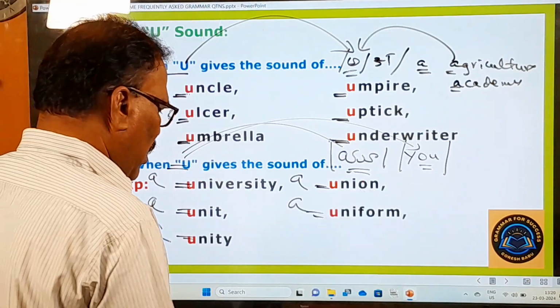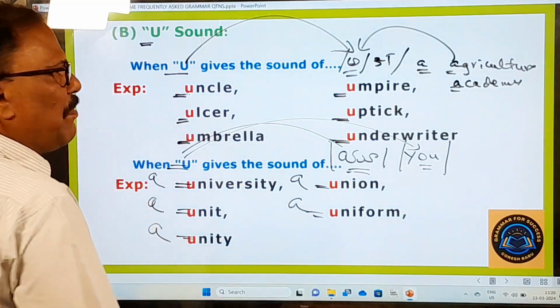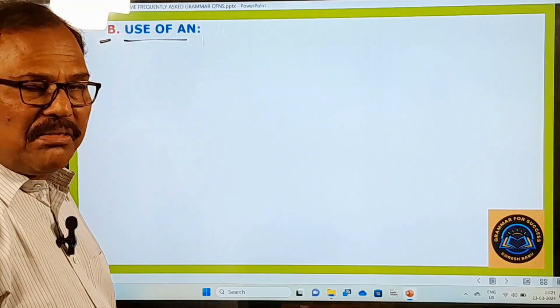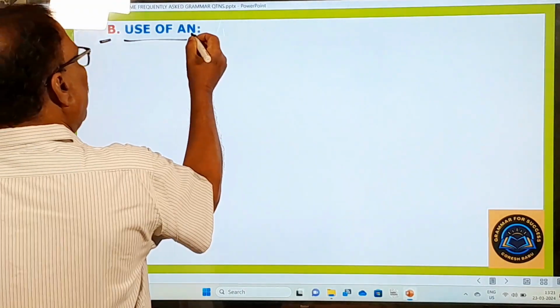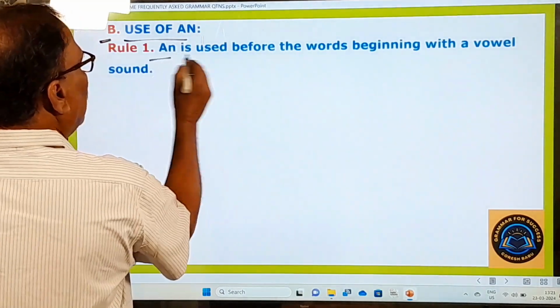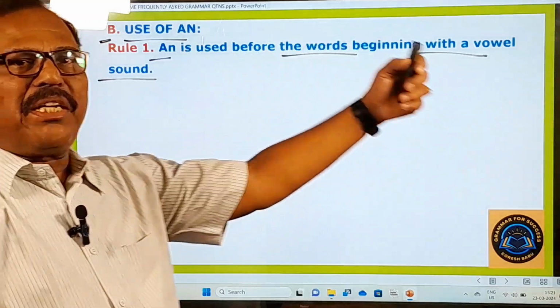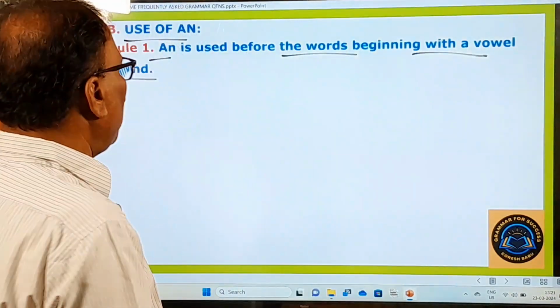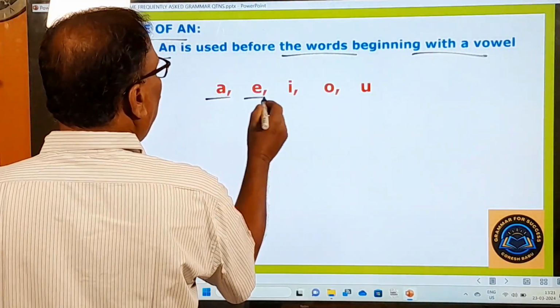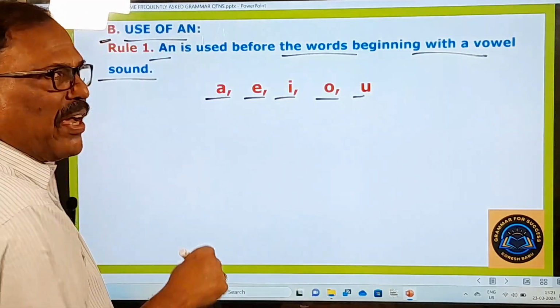Now let's move on to learn other very important things about the use of an. Where is this an used? Let us see that here. An is used before the words beginning with a vowel sound. What are the vowel sounds? All of you know very well: A, E, I, O, U. These five are the vowel sounds.